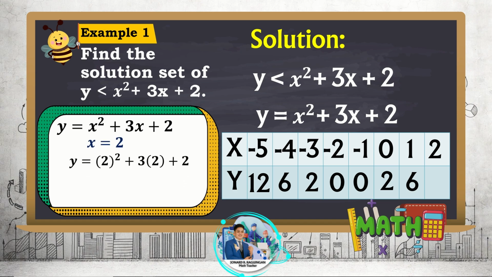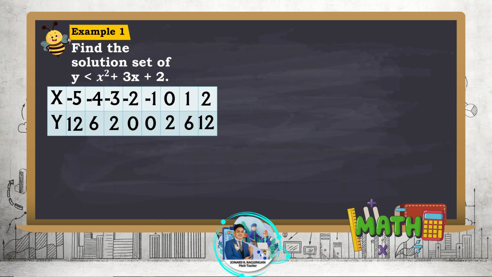For x equal to 2, substitute this value to solve for y. We have y is equal to the square of 2, plus 3 times 2, plus 2. Then simplify. The square of 2 is 4. 3 times 2 is 6. Plus 2. Then 4 plus 6 plus 2 is 12. So, y equals 12.